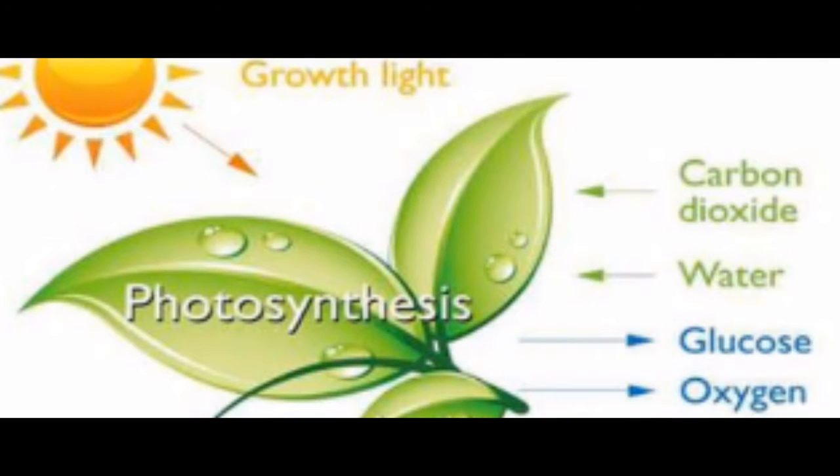Today our topic is mechanism of photosynthesis. What is photosynthesis? Photosynthesis is a complex process in which glucose is produced with the help of carbon dioxide, water, light and chlorophyll in green colored plants. It is a very complex process.